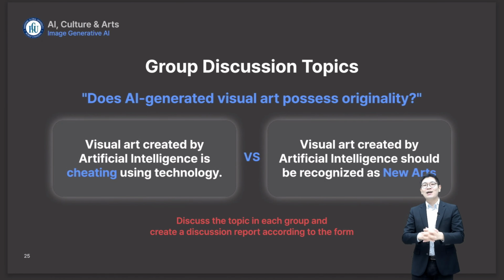So these are the group discussion topics. They're really interesting and there's no single answer. So please think about them and share with your colleagues. Does AI-generated visual art possess originality? Pros: visual art created by artificial intelligence should be recognized as new art. Cons: visual art created by artificial intelligence is cheating using technology. Which is your side? What are the pros and cons? So please think about it and share your voice with your colleagues.